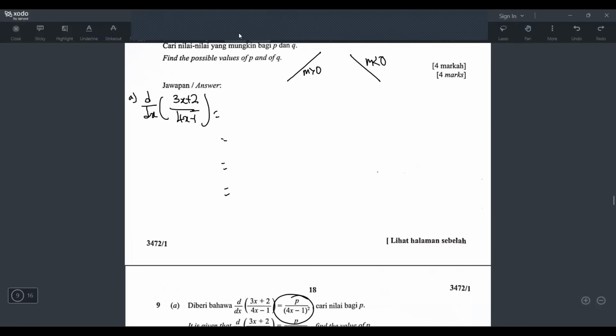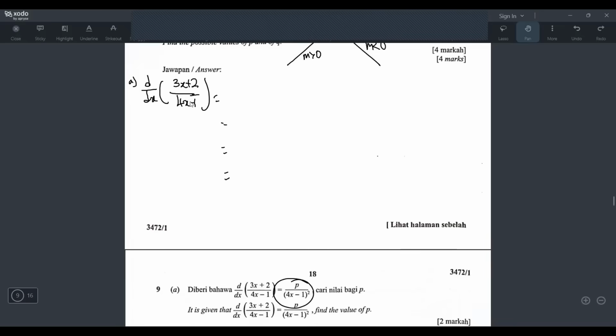Okay, kalau ada X dekat bawah, tak boleh differentiate tau. So what you have to do, you have to try to naik atas the X. So when you naik atas, you have to make sure atas tak ada X. Okay, this is how I teach my student. Kalau ada X bawah tak boleh differentiate, kena naik atas. Tapi kalau naik atas, you kena make sure atas tak ada X.